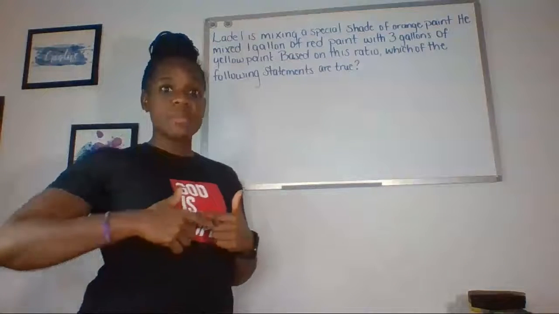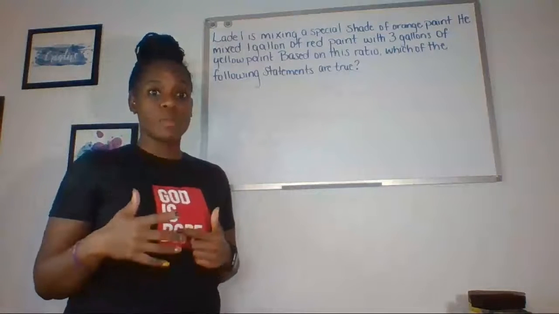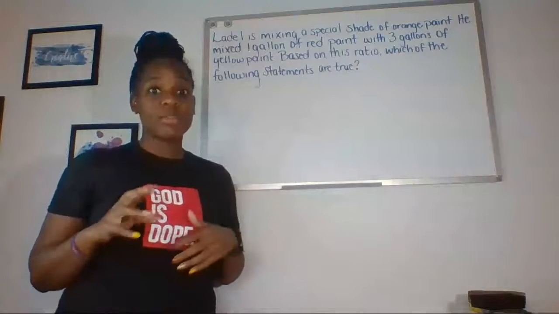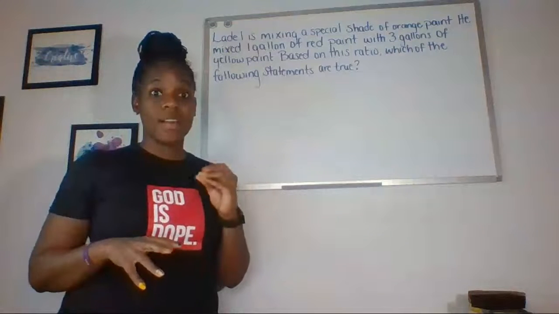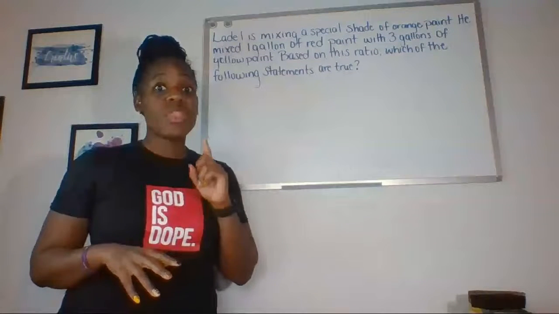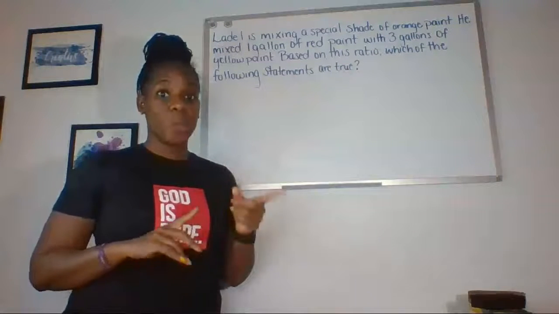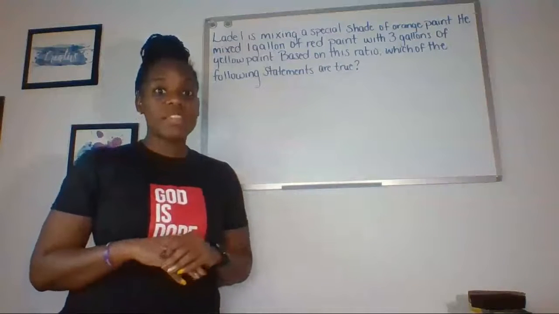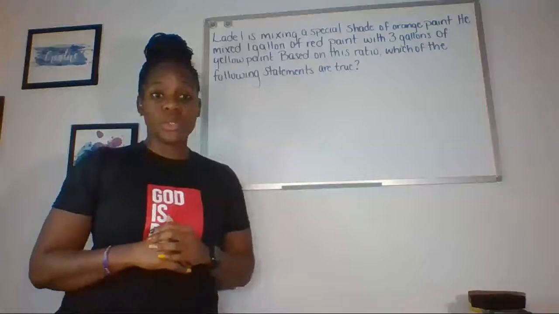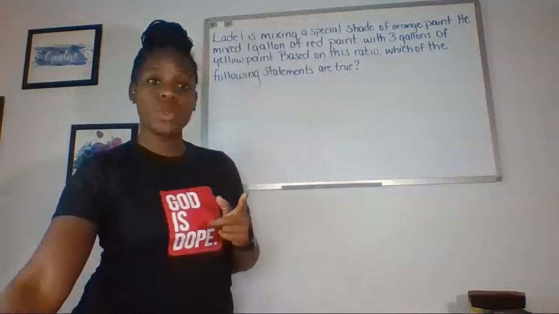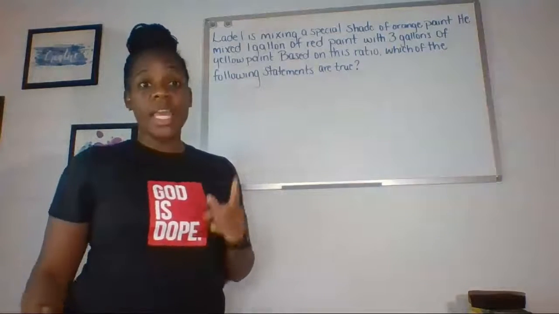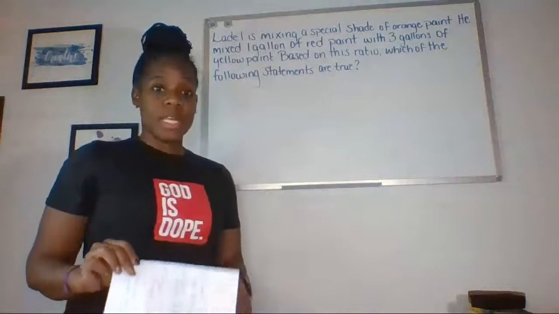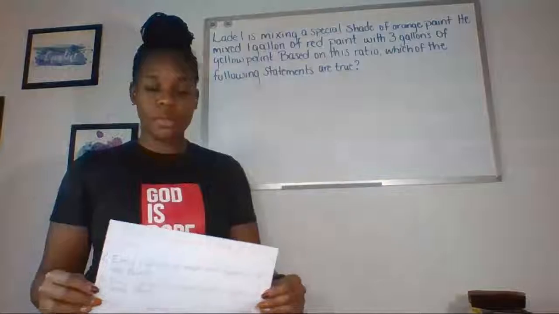It says, Liddell is mixing a special shade of orange paint. He mixed 1 gallon of red paint with 3 gallons of yellow paint. Based on this ratio, which is a 1 to 3, comparing red to yellow, which of the following statements are true? So now these statements are in your student workbook on page 131. If you don't have that, I wrote them down on a piece of paper, so I'll give you guys an opportunity to go ahead.